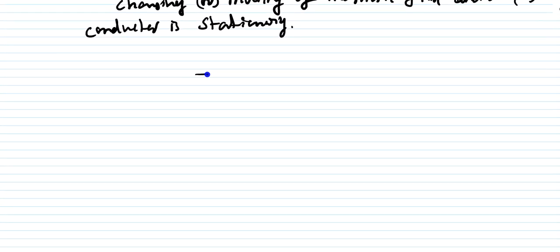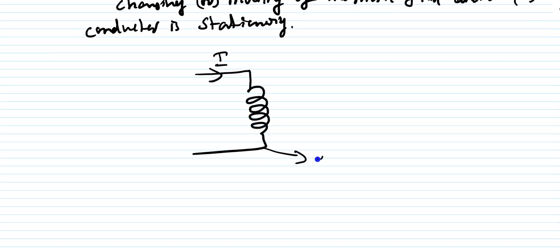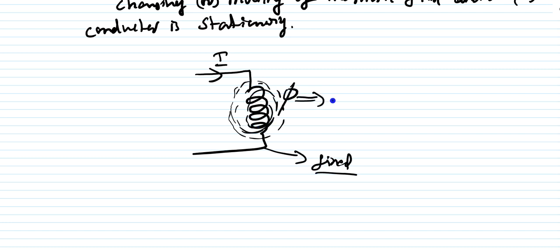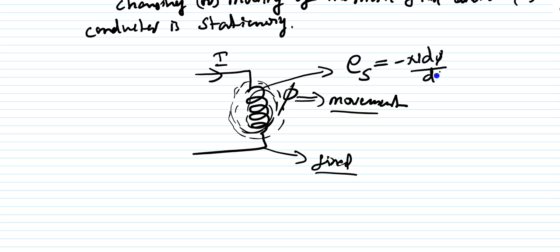So this is the coil, and this coil is fixed, there is no movement of this coil. But the magnetic flux has a movement, a rate of change of movement will be there. As this flux moves and links with this coil, this is the EMF induced, and this is called the statically induced EMF, N d phi by dt. So this is the concept.